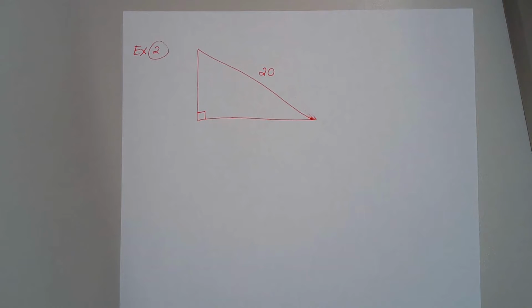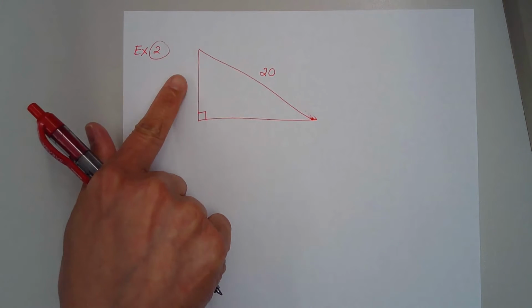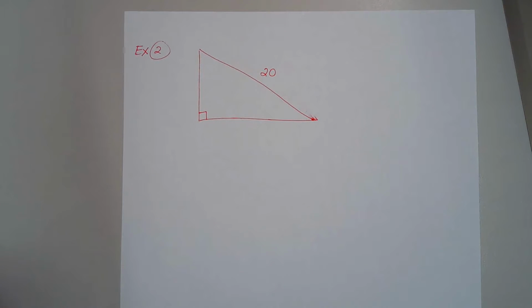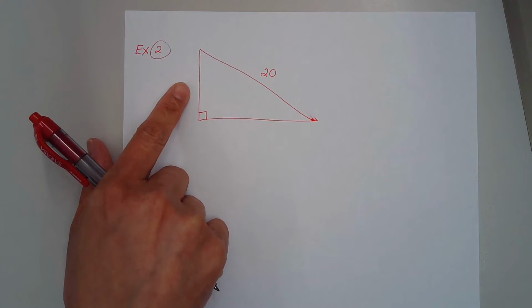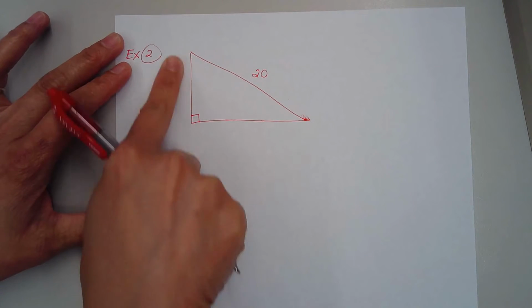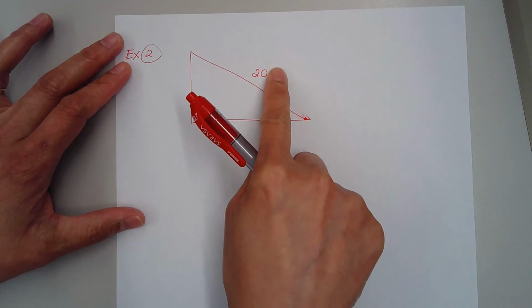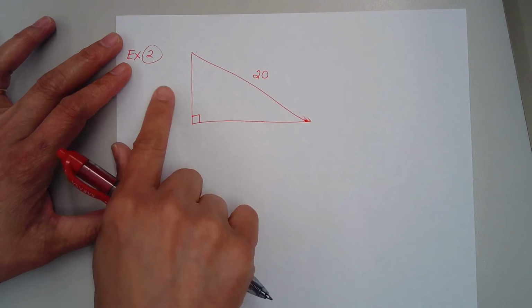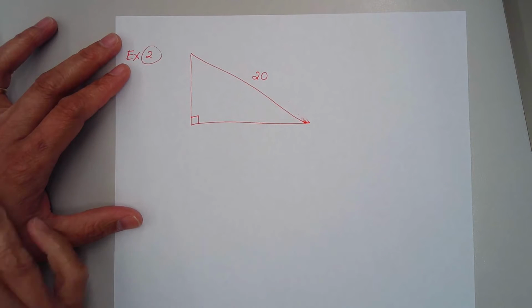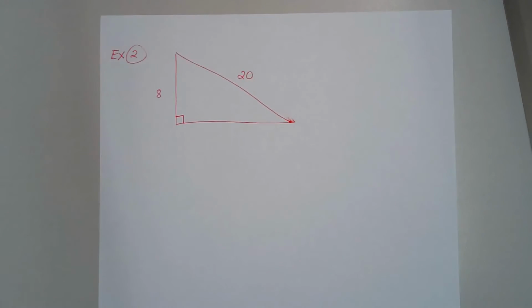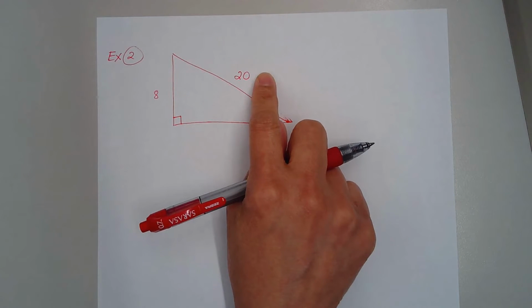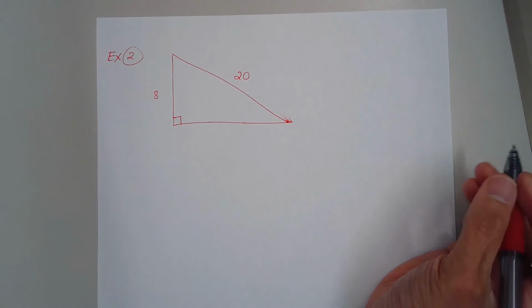Okay, Walter, can you give me a number for one of the short sides? 24? We have to do shorter. Shorter than 20, because we already have the hypotenuse and we need the short side. 8. Okay, sounds good to me. So we got 20 and then we got 8. Good?